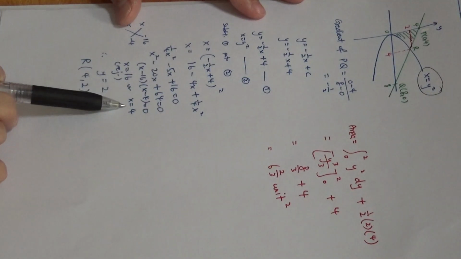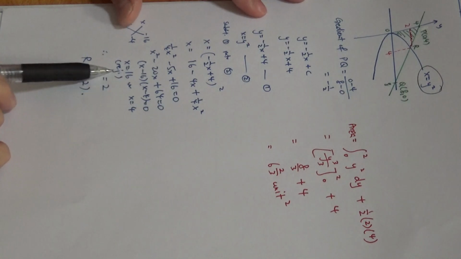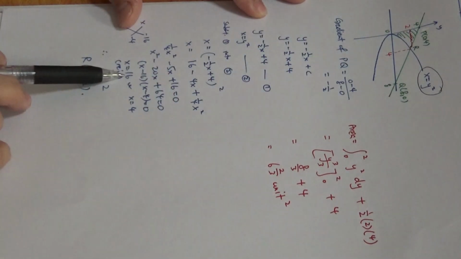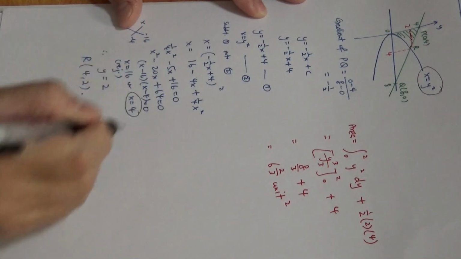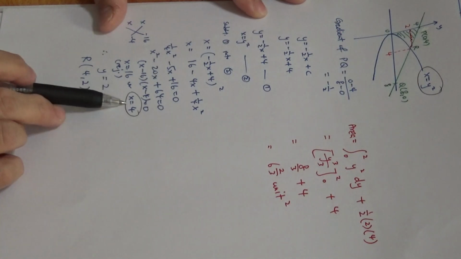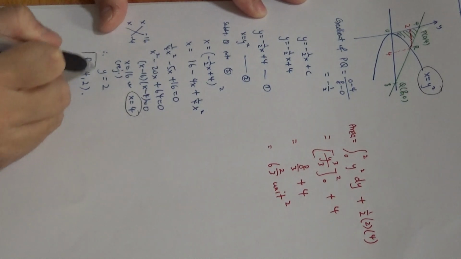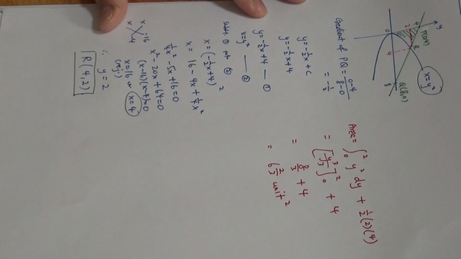I will get x equals 4 and x equals 16. Now, why is it that I rejected x equals 16? Because R is before 8. So it cannot be 16. It can only be 4. Now, when x is 4, my y will be 2. So, the coordinates of R will be (4, 2).